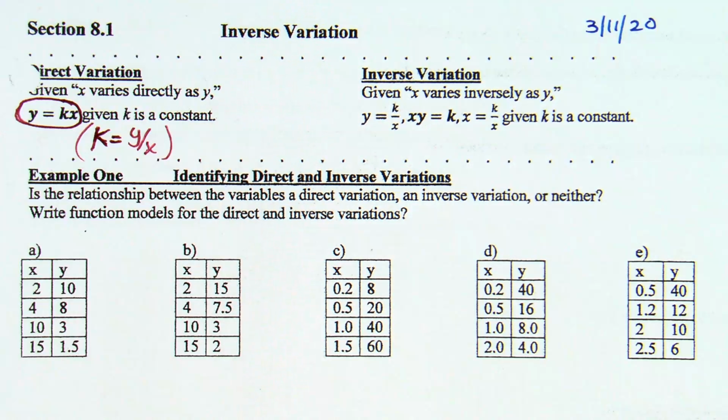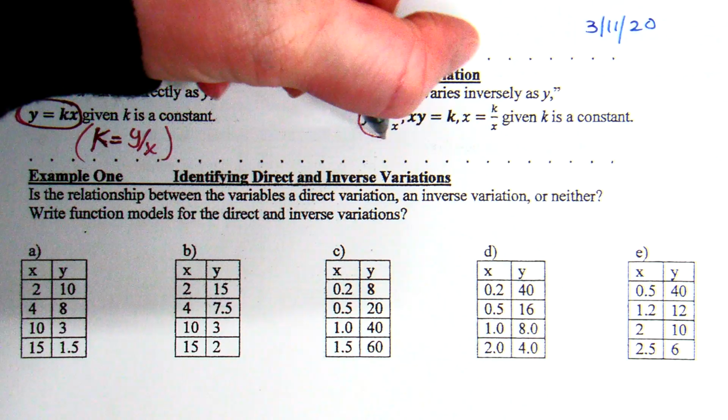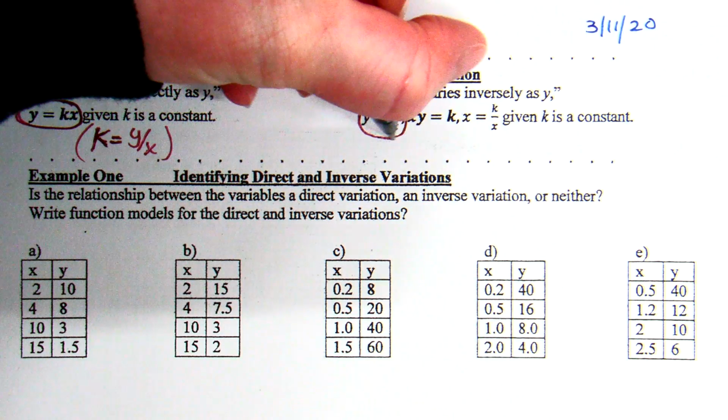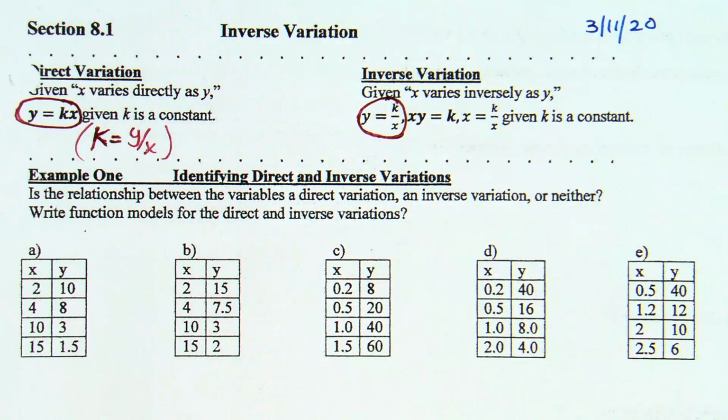Inverse variation. Well, instead of varies directly, it's going to say varies inversely. So given x varies inversely as y. Now, I know there's a typo in one of these I have to fix. I'll fix it when I get to it. The primary equation we're going to use is y equals k over x. Okay, so direct variation is a multiplication relationship. y equals a constant times x. Inverse is a division relationship. y equals a constant divided by x.